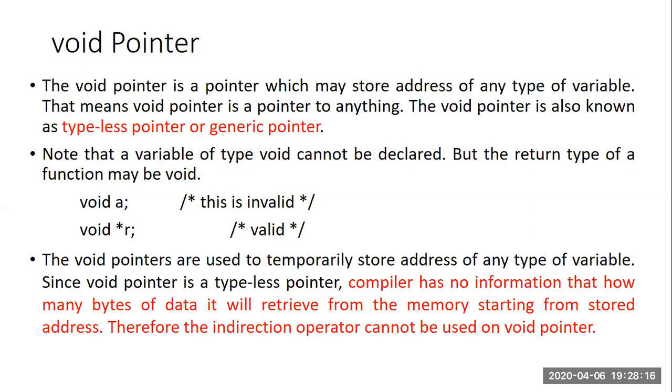the indirection operator, matlab star operator, when I try to show the value of the pointer variable, that is star r, or rather star ptr, we cannot use that on a void pointer. So that is the limitation of the void pointer. You can use the void pointer to store the address, but you cannot use the indirection operator on it.